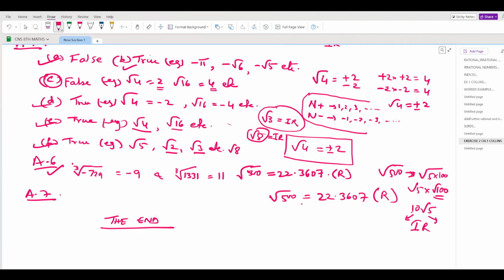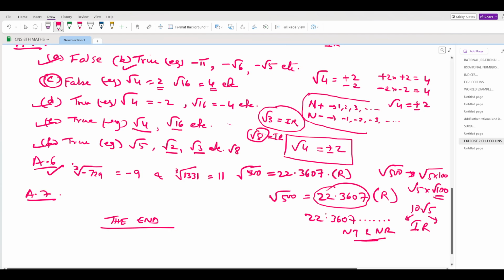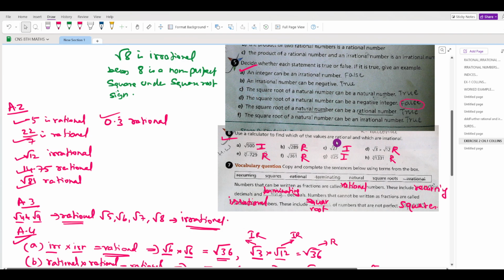Root of 500, I think it should be 22.3607 and then it should go on. Then it should be irrational, right? So this you will have to check on the calculator. If it is 22.3607 only, this is a terminating fraction. But I don't think that is the case, because root of 500 will be 22.3607 and then it will go on continuing. That means it is non-terminating and non-recurring, and such numbers are irrational. So you can treat this root 500 as an irrational number by theory as well as by calculation.